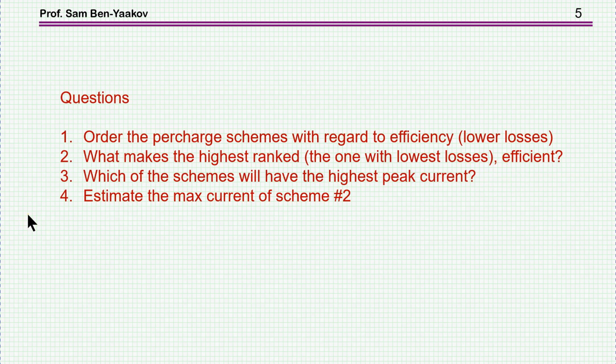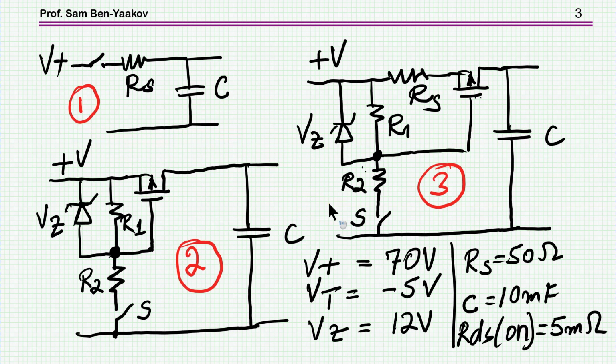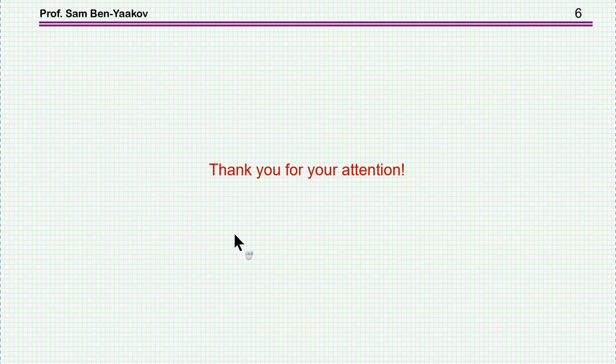The third question is, which of the schemes will have the highest peak current within the pre-charge? And the fourth question is to estimate the maximum current of scheme 2. Scheme 2 is the one with the transistor, and the question is, what's the peak current expected in this case? So that's the end of the riddle.